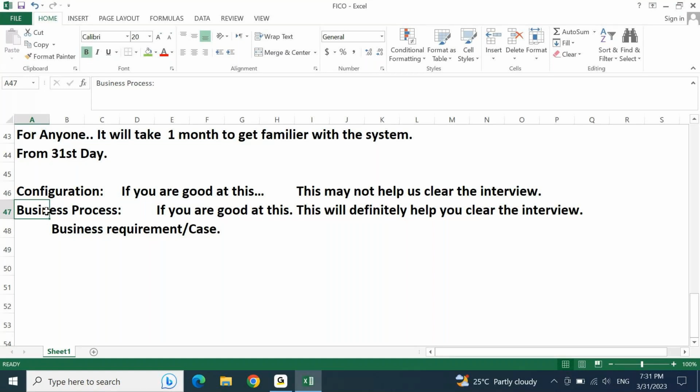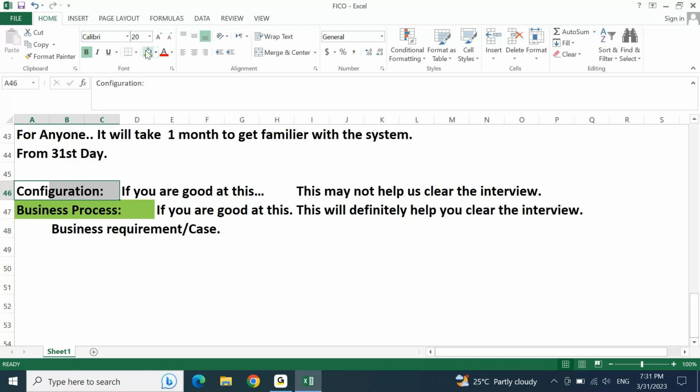So that is what is going to help you clear your interview, manage your project, talk to your client, talk to your user, or talk to anybody. So everything again stops at business process. Anywhere, if you are talking only about configuration, you are representing a trained candidate. The other person gets a clear impression of you that you are a trained candidate.